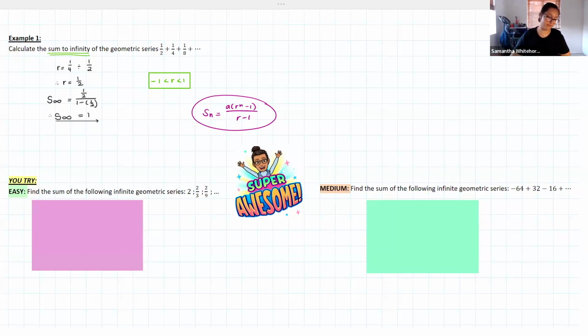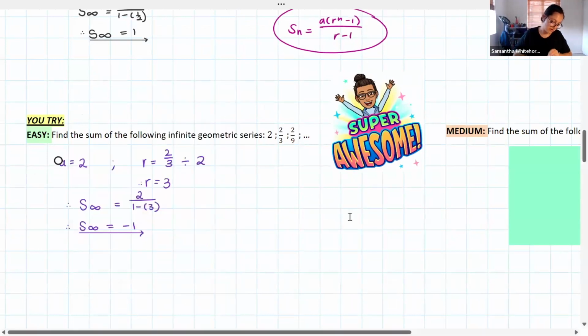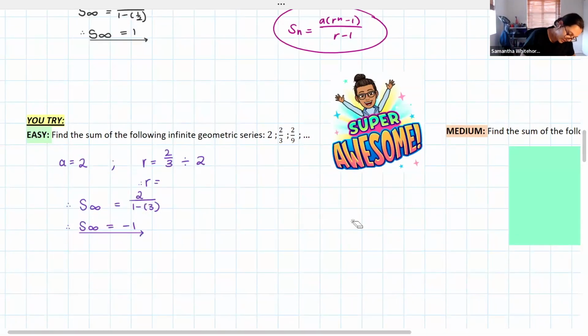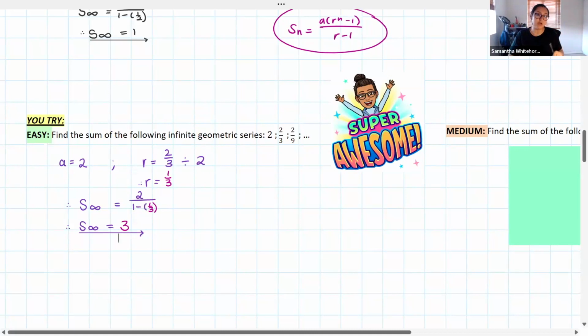Okay, let's have a look. So easy one, like I said, I just made a really stupid mistake because R is not 3. R is a third. And so if I'm not mistaken, this approaches 3. Just make sure my math is right. Yes, okay, so for the easy question, R was a third, so it does converge because it falls within that range. Sub it into your formula and you get that your sum to infinity is 3. So the sum of that series approaches the value of 3.